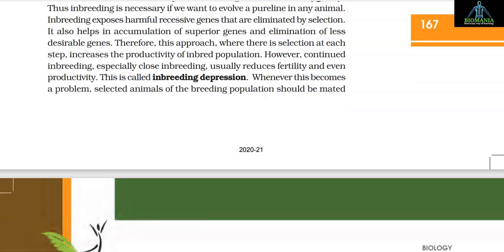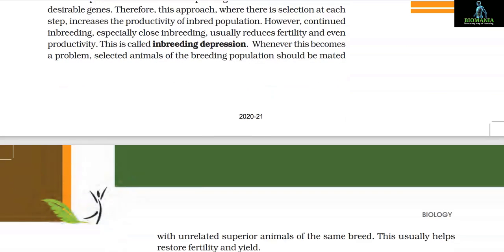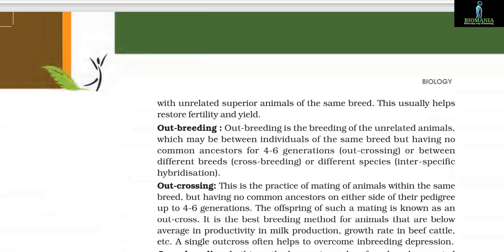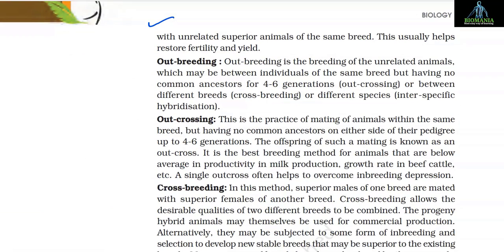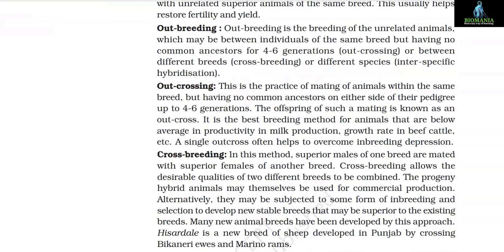Whenever this becomes a problem, selected animals of the breeding population should be mated with unrelated superior animals of the same breed. This usually helps restore fertility and yield.